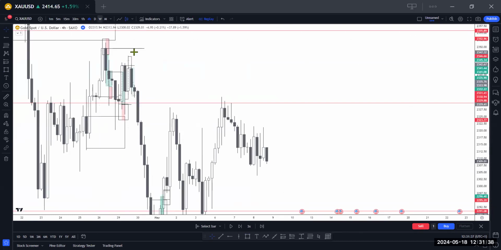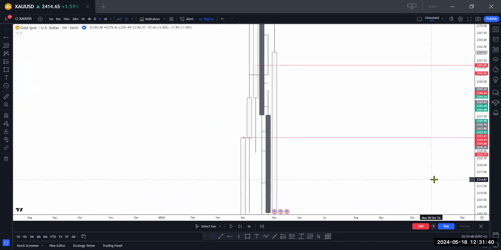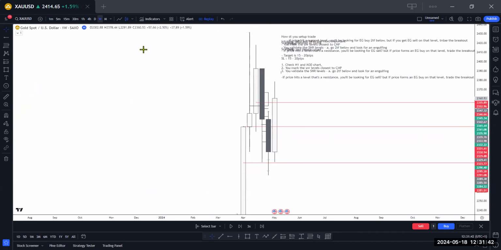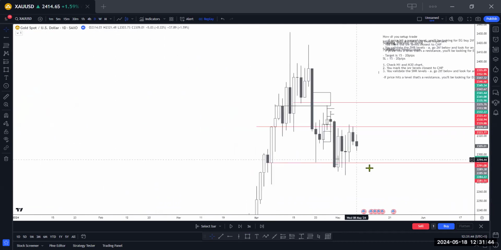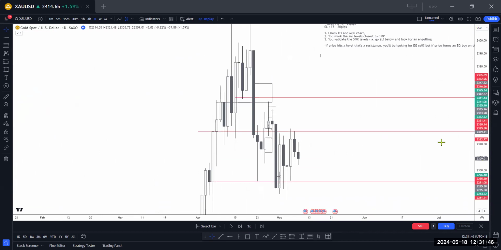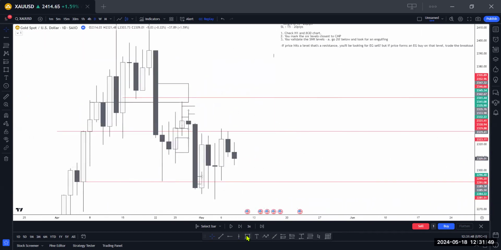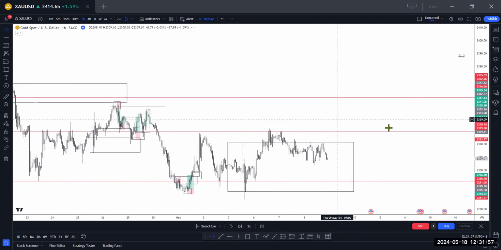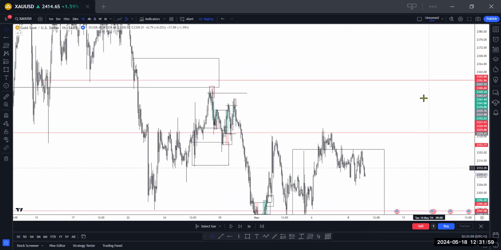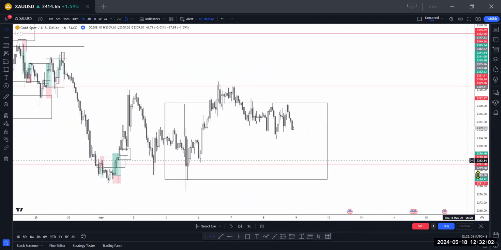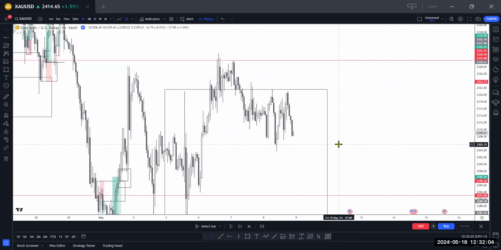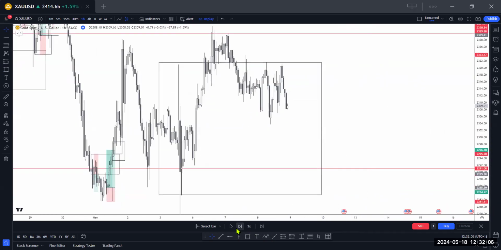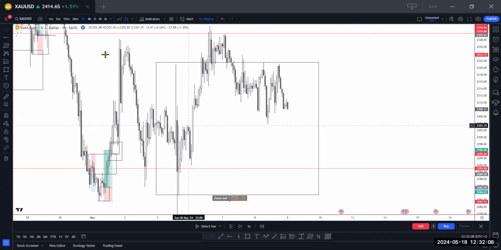So back to the weekly. And then on the daily, sorry, back to the daily. On the daily we have this engulfing. So from daily we go to H1, and from H1 we wait for an engulfing buy inside this area for us to be able to finish this market off. All right, so let's see if we get an engulfing.